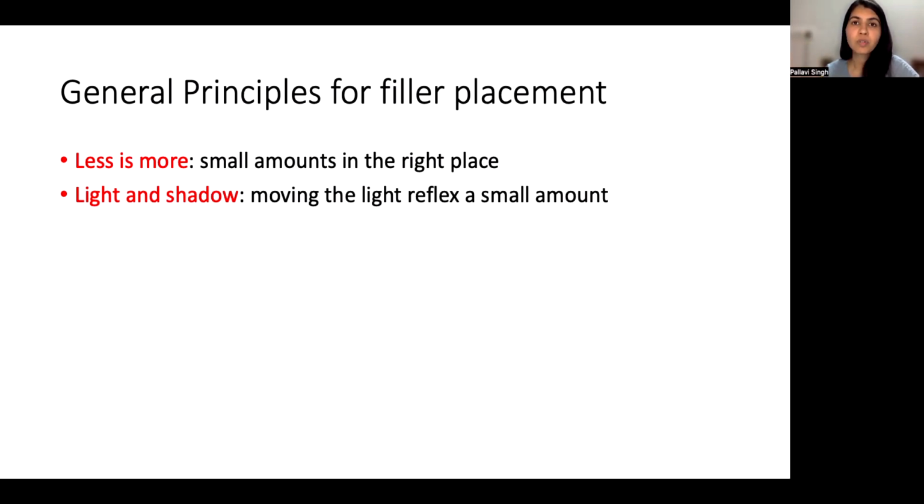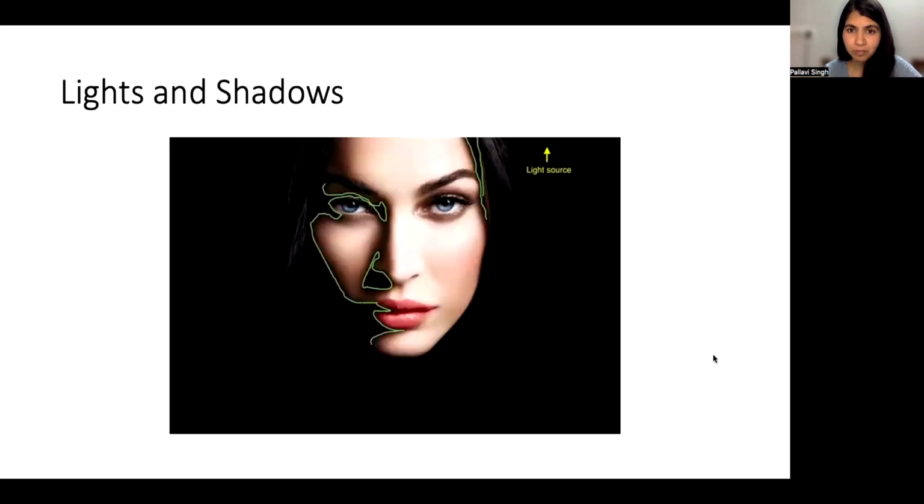So very important to know where the placement is going to be. And the second thing, which I think is something that we don't really talk about very often, is just observing faces and understanding how lights and shadows play out on the faces. Because if you move the light reflex even by a couple of millimeters, that can really change the way your shape looks. So essentially what we're trying to do when we're injecting hyaluronic acid fillers is change that light reflex just by a bit and making the face look better.